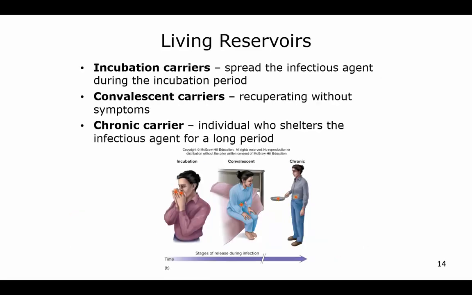Some are incubation carriers. They spread the infectious agent during the incubation time. Some are convalescent carriers. They recuperate without any of the symptoms. Some are chronic carriers. They can carry it for long, long periods of time.